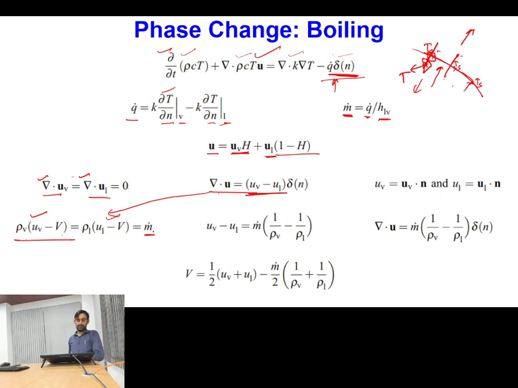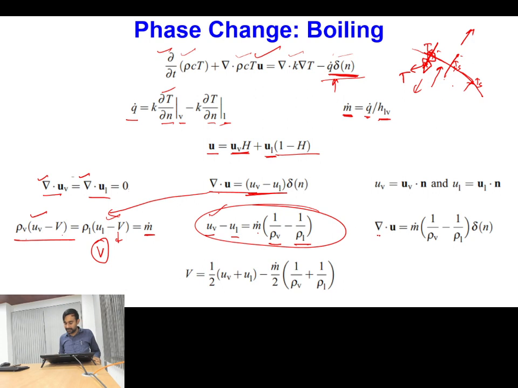This is equal to m dot. From here, if I eliminate v, then what will be happening? The value of uv minus ul will become m dot into 1 by rho v minus 1 by rho l. So from this equation you can see that whenever your liquid is converting into vapor, then depending upon the values of density, it will be occupying different area. So that area conservation will be taken care of by this particular equation.